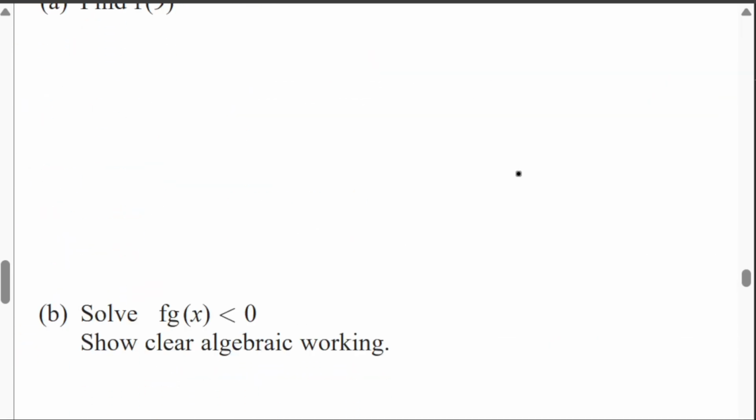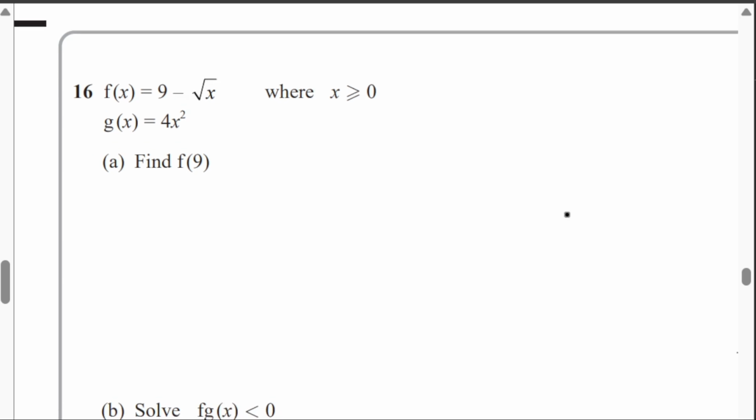That's it. Now, question 16. What's this? Oh, functions. That's fun.